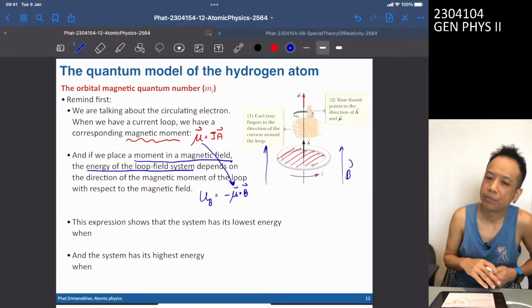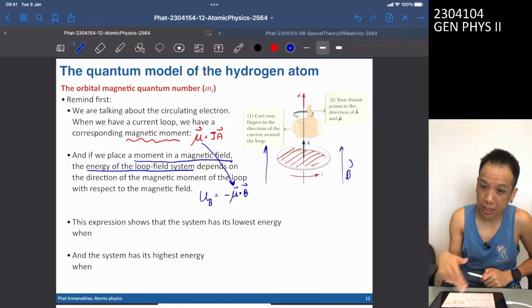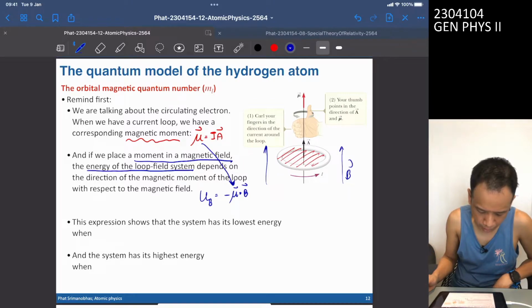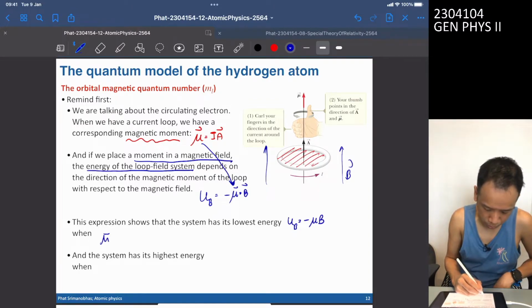I think when you study this, it may be quick because it's the same concept as when you place something in the electric field, you get UE. And then when you place these magnetic moments in the magnetic field, you get UB, which is minus mu dot B. So these expressions show that the system has its lowest energy, UB equal to minus mu B, when mu and B are in the same direction.